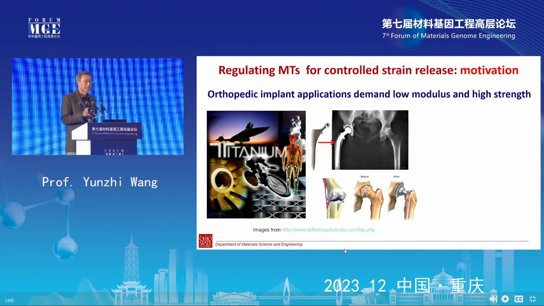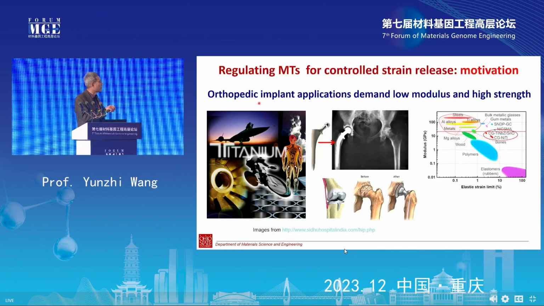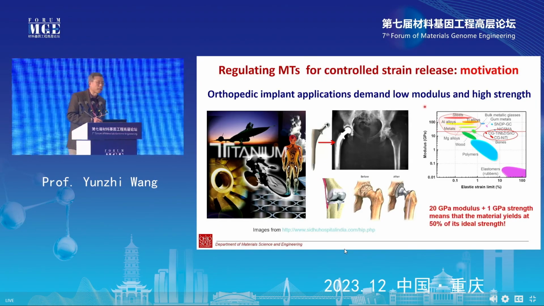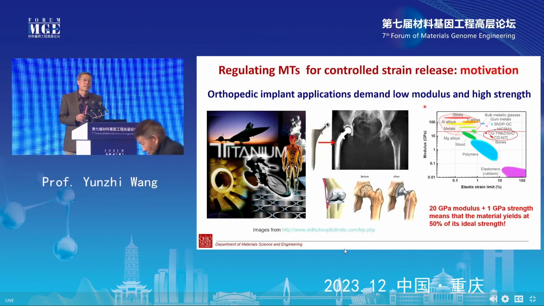So here we have the first generation, second generation of these biomaterials. They are all made of steels and titanium alloys. One of the problems is the modulus is too high compared to human bone, and that created a problem of stress shielding. Then the goal for the design of the third generation of biomaterials is to try to match the modulus of the human bone.